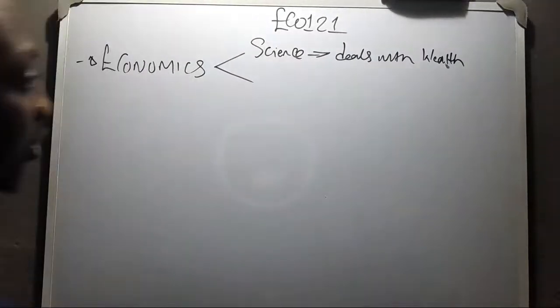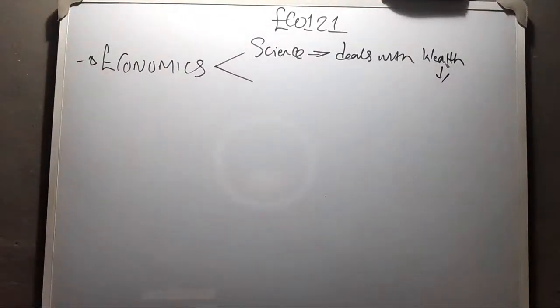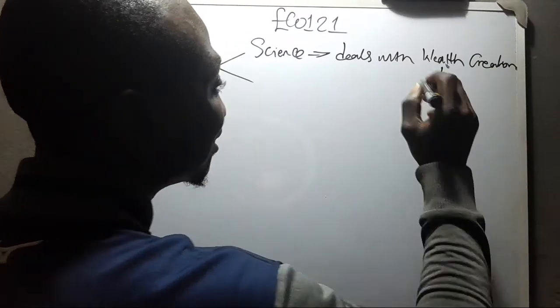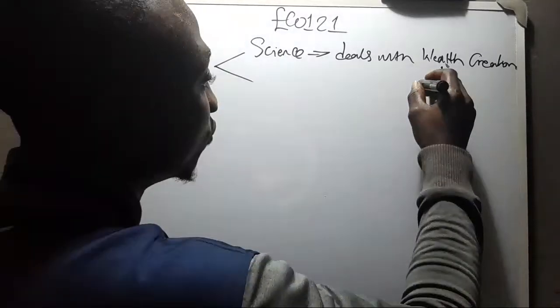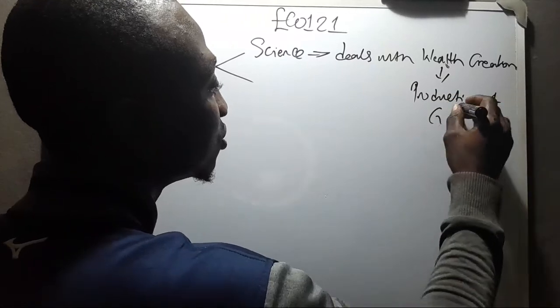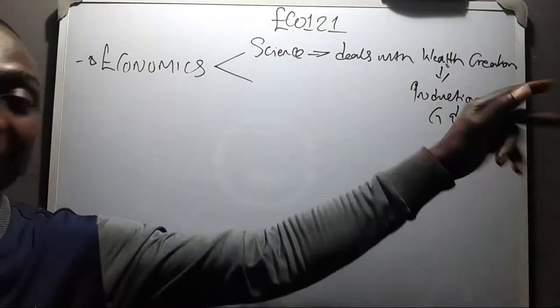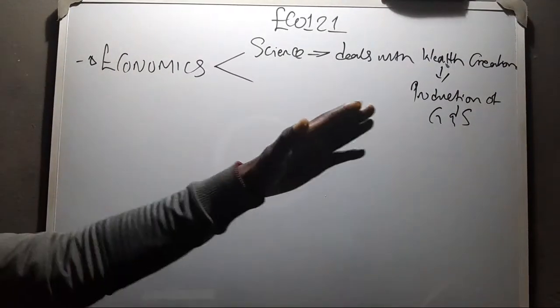So we have the key points. We have wealth creation. All right, that's the first key point. And how do you intend to create wealth? Through the production of goods and services. It deals with wealth creation. How do you intend to create wealth? Produce something. All right, what are you giving?